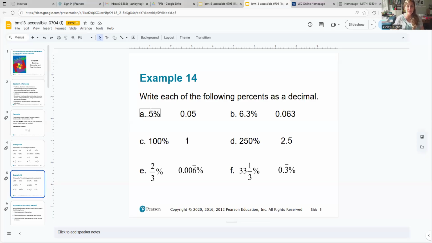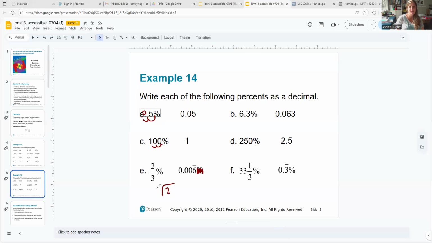So the easiest thing to do here is to divide by 100, or to imagine that this is where the decimal is, and you're going to move it back 2. So that's why it's 0.05. Imagine this is a decimal, move it back 2. 2/3%, you need to divide 2 by 3. This isn't supposed to say percent.